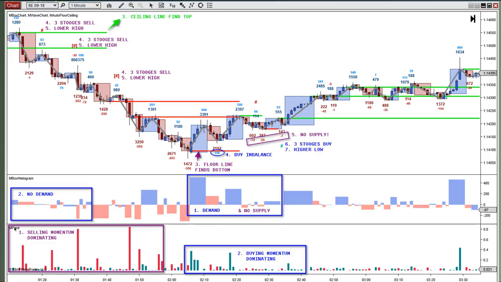So this is what I was talking about before. We want to use at least two indicators below the chart and two indicators or more on the chart. So in this case, we've got the MBox histogram showing delta volume. We've got M-Pace showing momentum. We've got the Three Stooges algorithm. We've got the wave, zigzag. We've got the auto floor ceiling for the support resistance lines, and we've got these boxes to show the price movement. So that's what I meant when we want to use a minimum of two here and two here. But here I have three.